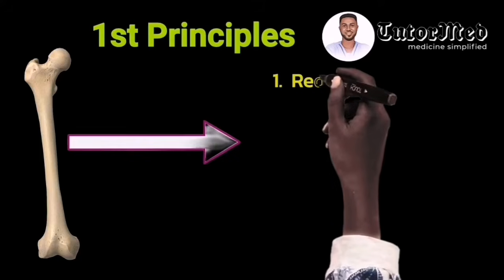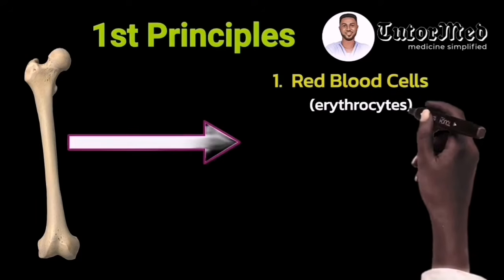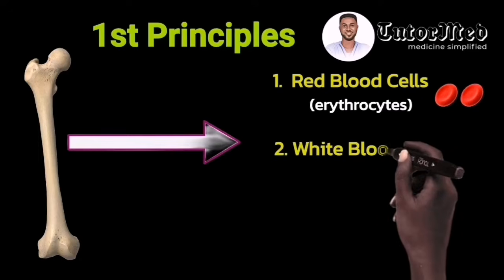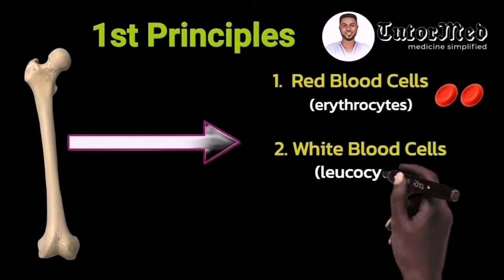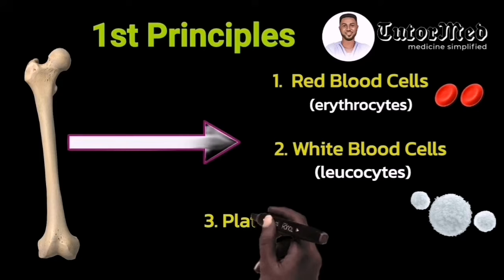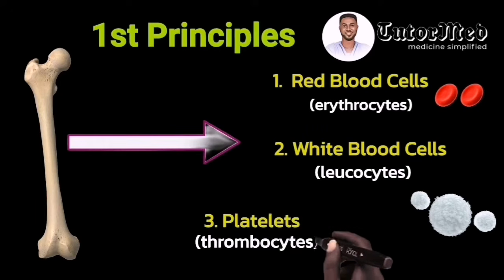The first is the red blood cells, also known as erythrocytes. Their function is to carry oxygen to tissues for use, and then carry carbon dioxide to the lungs for excretion. The second group is called the white blood cells, also known as leukocytes. Their function is to fight infections and get rid of foreign tissues or foreign antigens. The last group is the platelets, also known as thrombocytes. They help in blood clotting.